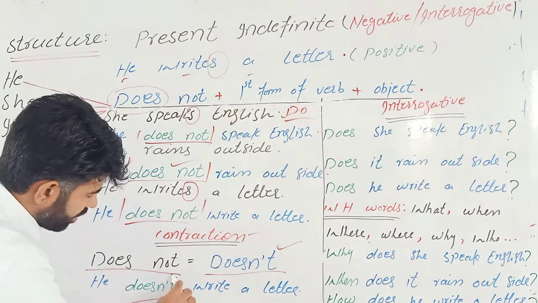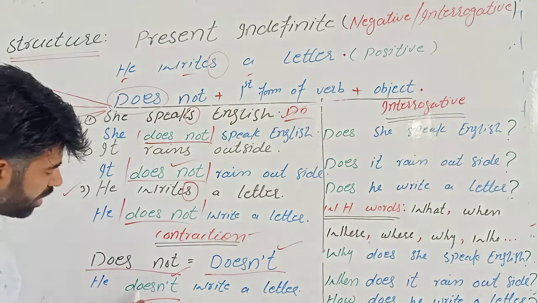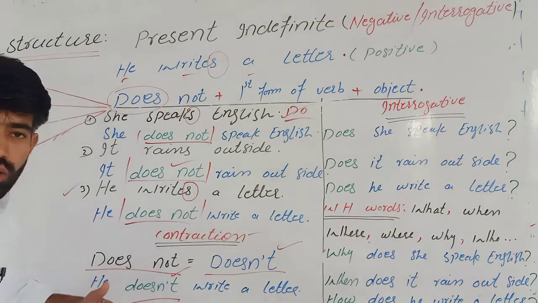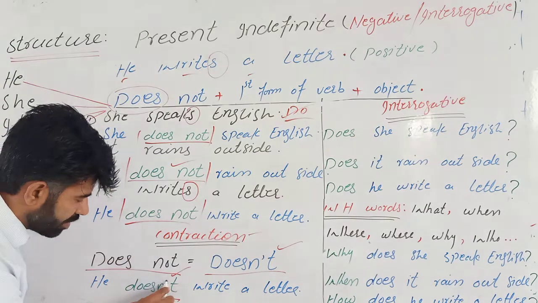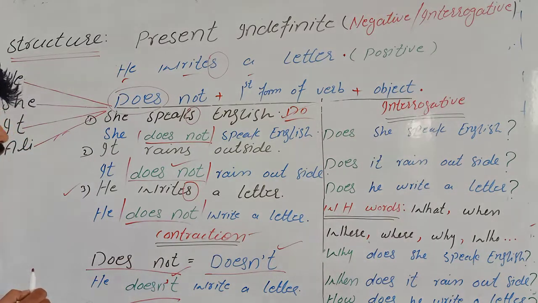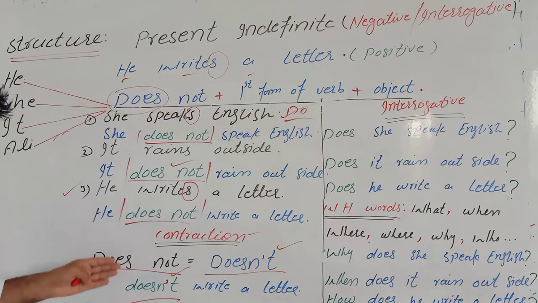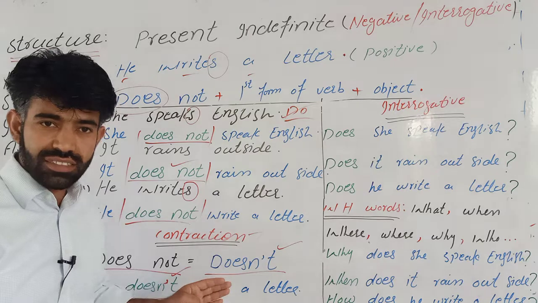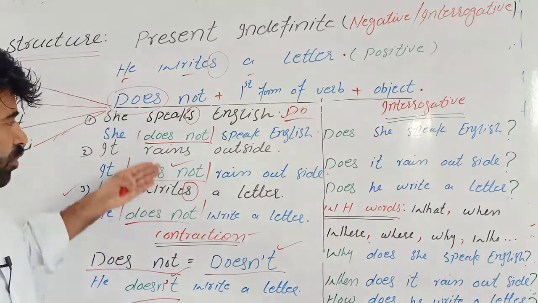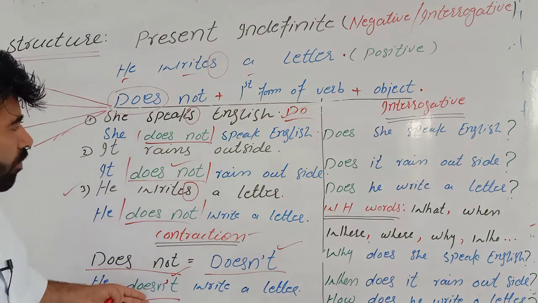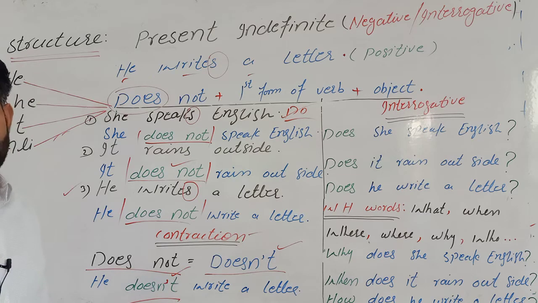Like here, this is how we can write it: we write "does" and drop the O and then add an apostrophe. This is really important. This is how we make negative sentences, and this is how we contract "does not" into "doesn't." I hope you understand, and you may have no problem with making negative sentences of present indefinite tense.